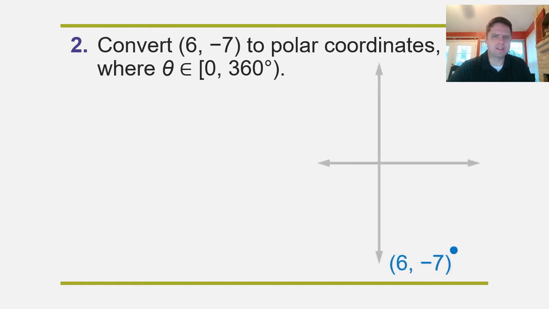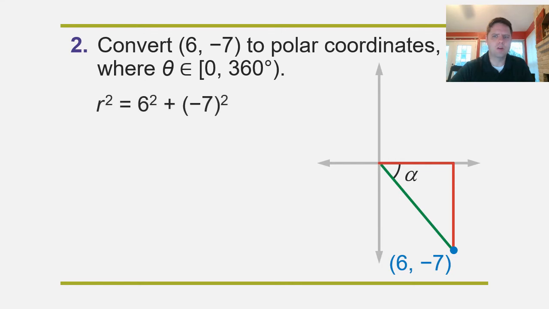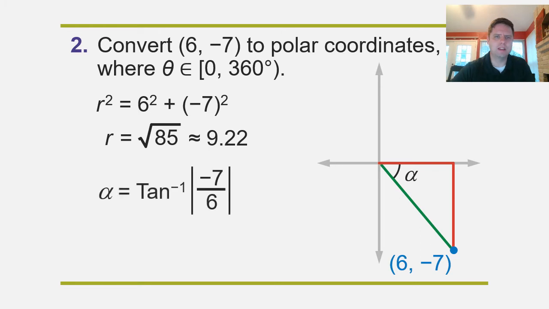So again, I think it's best on these ones to start with a picture. So (6, -7) would be right there. We can draw ourselves a triangle. And from that, we can now use our equations. r squared equals x squared plus y squared, which in this case is the square root of 85 for r, which is approximately 9.22. And then from that, we can again do arctangent of |-7| over 6. The reason I have the absolute value here is because we want to make sure we get a positive value. We're just looking for what this alpha is going to be, and then we will think about where that's positioned and make the appropriate adjustment for whatever we need to do.